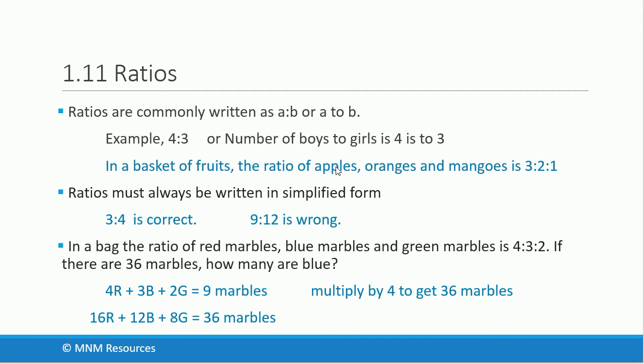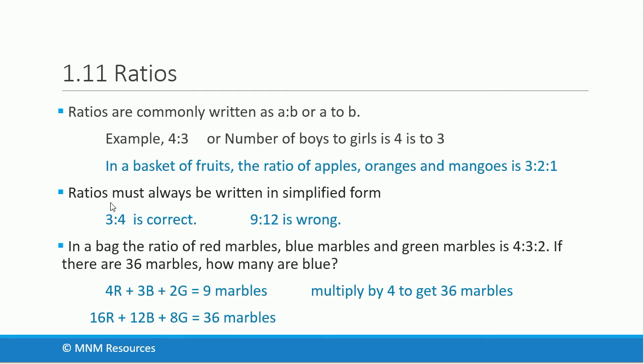So when they say the ratio of apples to oranges and mangoes is 3 is to 2 is to 1, you can immediately know that for every 3 apples, there will be 2 oranges and 1 mango. The order being consistent across the ratio.